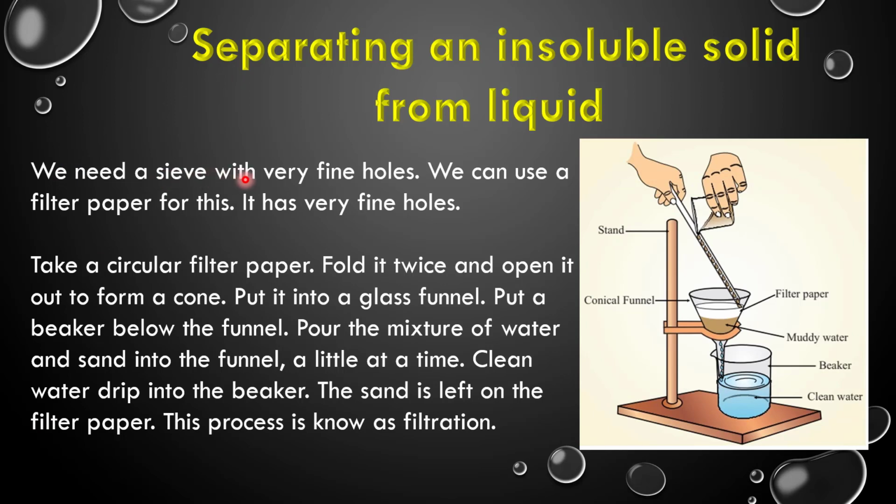We need a sieve with very fine holes to separate sand and water. We can use a filter paper for this. It has very fine holes. Take a circular filter paper, fold it twice and open it out to form a cone. As we can see over here, the filter paper is used in the form of a cone. Put it into a glass funnel. This is a glass funnel in which we have to put this filter paper.